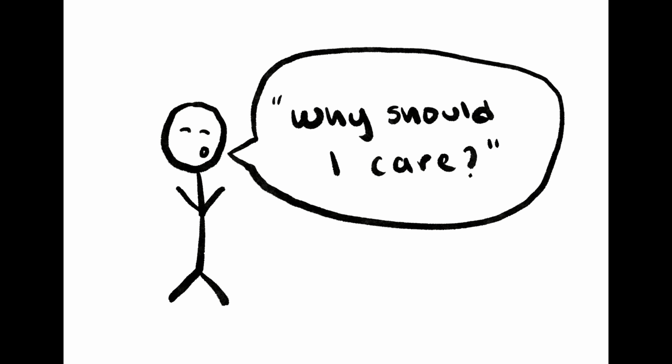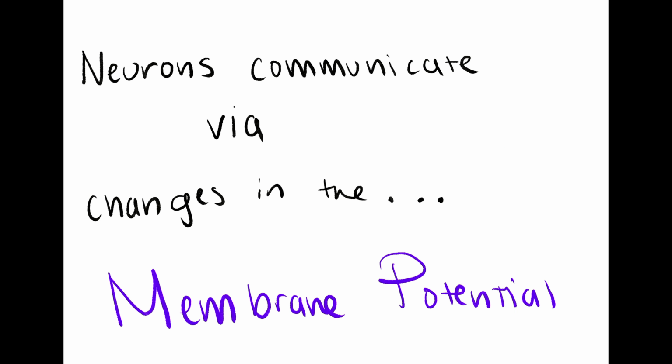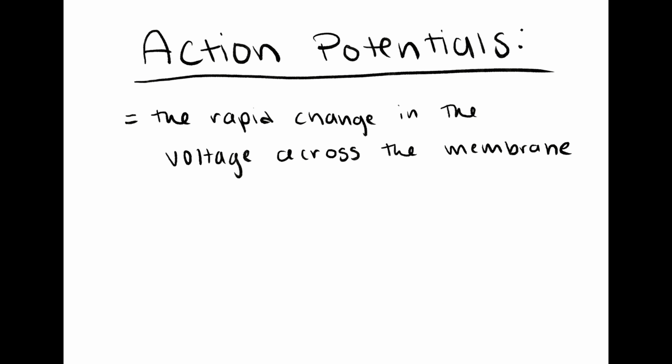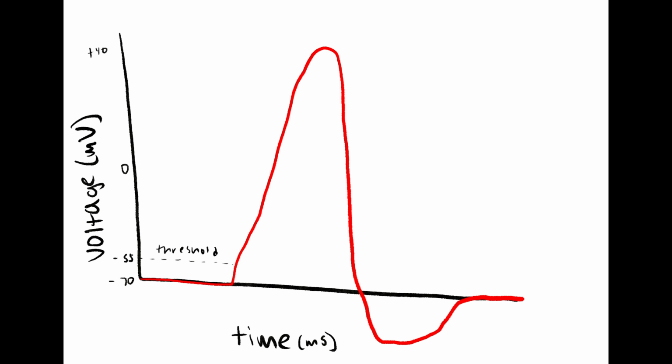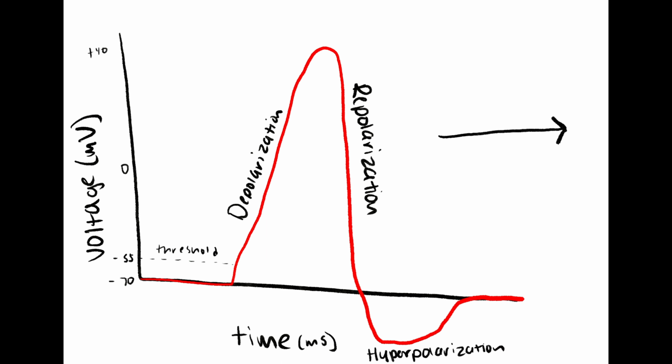So why is this important? I'm so glad you asked. Changes in the membrane potential is actually how neurons communicate. Action potentials, the signal arising from one neuron, sending information down the axon to communicate with another neuron, is a rapid change in the voltage across the membrane. Action potentials look like the chart shown on the screen. Action potentials occur in 3 stages: depolarization, repolarization, and hyperpolarization.